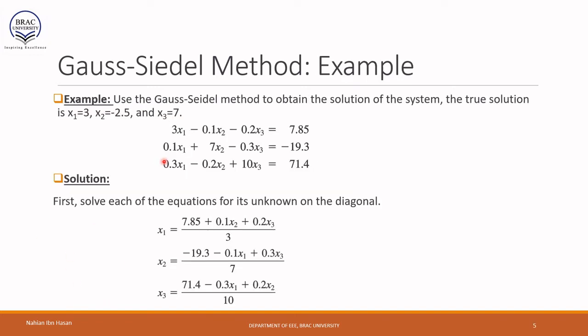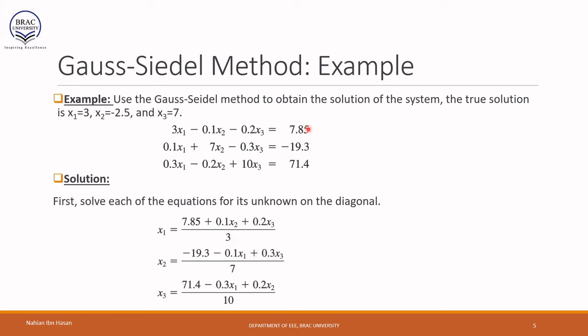So let's look at an example using the Gauss-Seidel method. Let's say we have a system of three equations, which is something like this. Then we are going to use these three equations to find the modified approximations of our Gauss-Seidel method. Initially, let's say we are given the true solutions, which are x1 equal to 3, x2 equal to minus 2.5, and x3 equal to 7. We need to find the values from the Gauss-Seidel method and compare those with these true solutions. So let's see how we can do that.